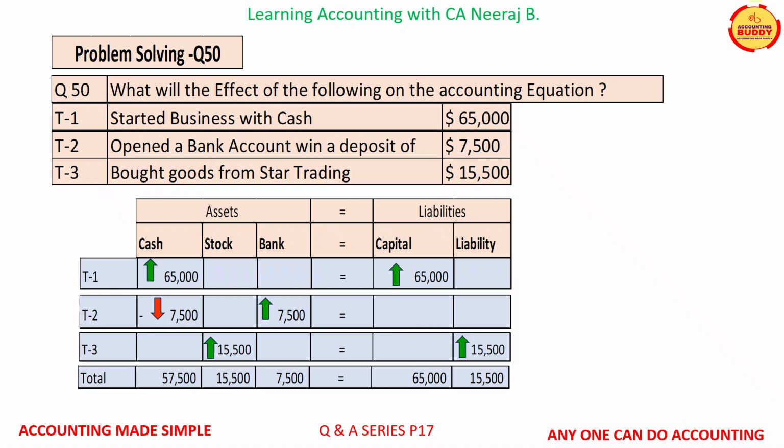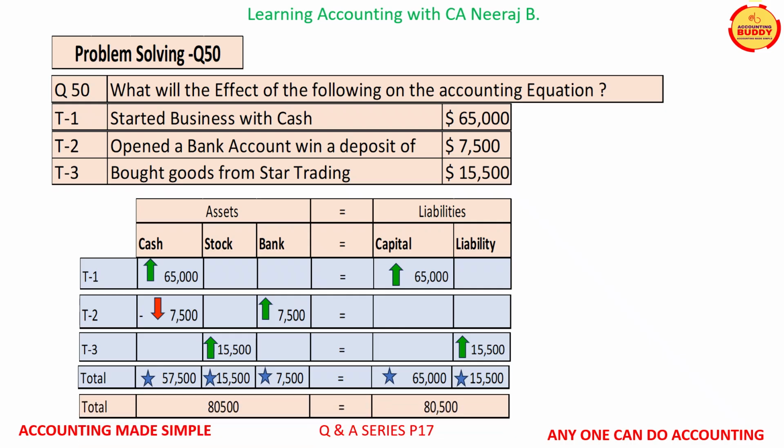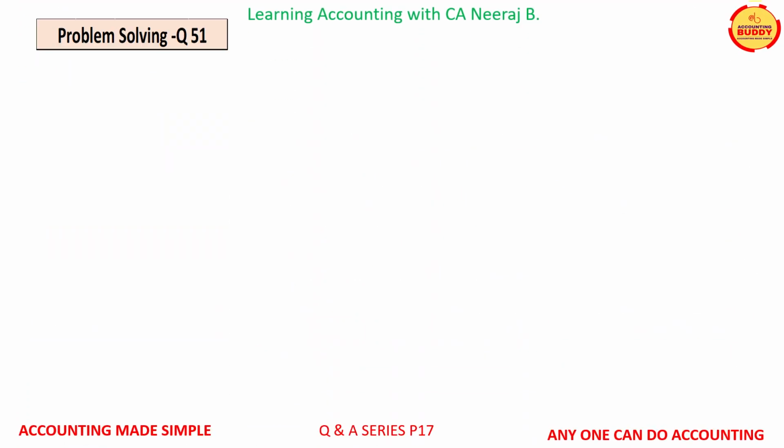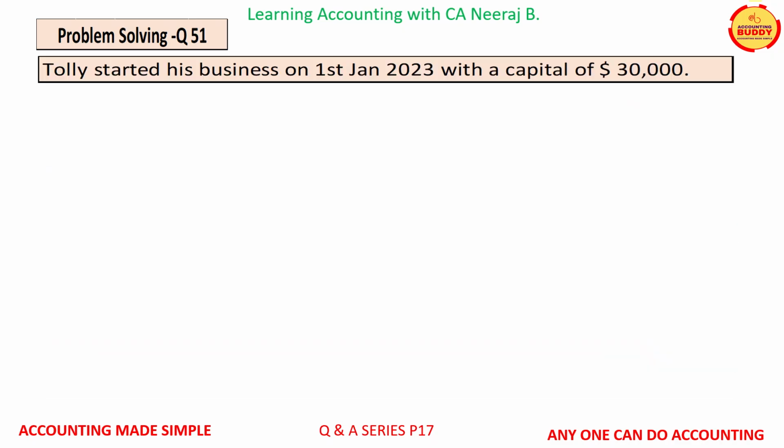On asset side, we have cash $57,500, stock $15,500, and bank balance of $7,500. And on liability side, we have $65,000 of capital and $15,500 of liabilities. Total of left hand side balance of 80,500 is equal to the right hand side balance of 80,500. Problem solving question number 51 is on your screens.